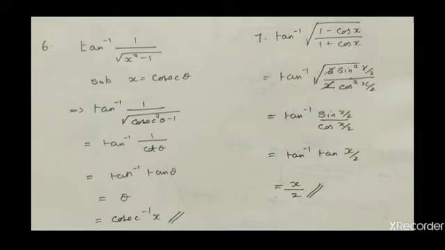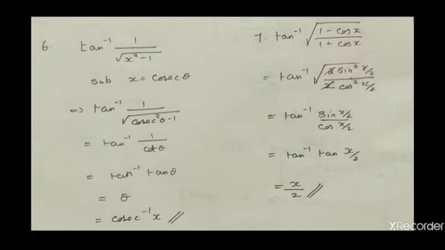Next problem. Tan inverse 1 by root x square minus 1. When you look at the hint, replace x with cosecant theta. So tan inverse 1 by root cosecant square theta minus 1, which gives the identity cot square theta, and root of cot square theta is cot theta. So 1 by cot theta is tan theta. So tan inverse and tan get cancelled. We get the answer as theta, and theta is cosecant inverse x.